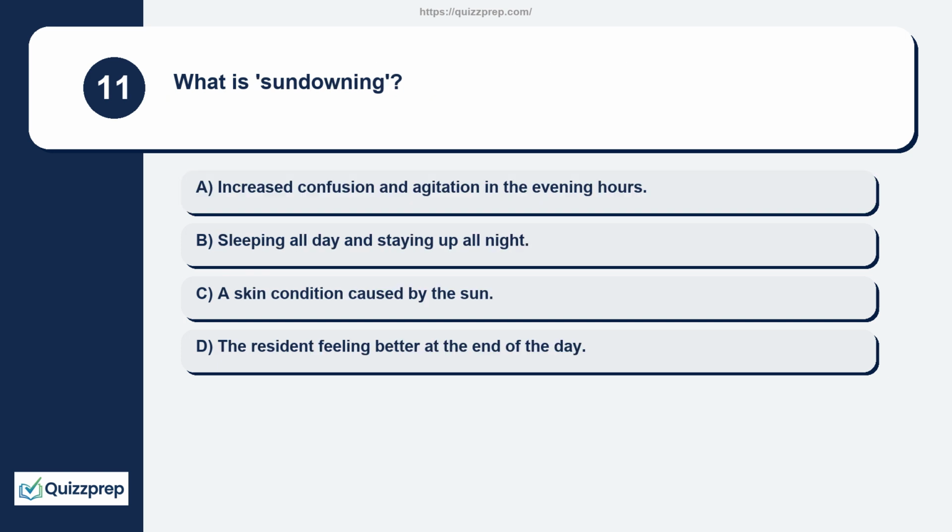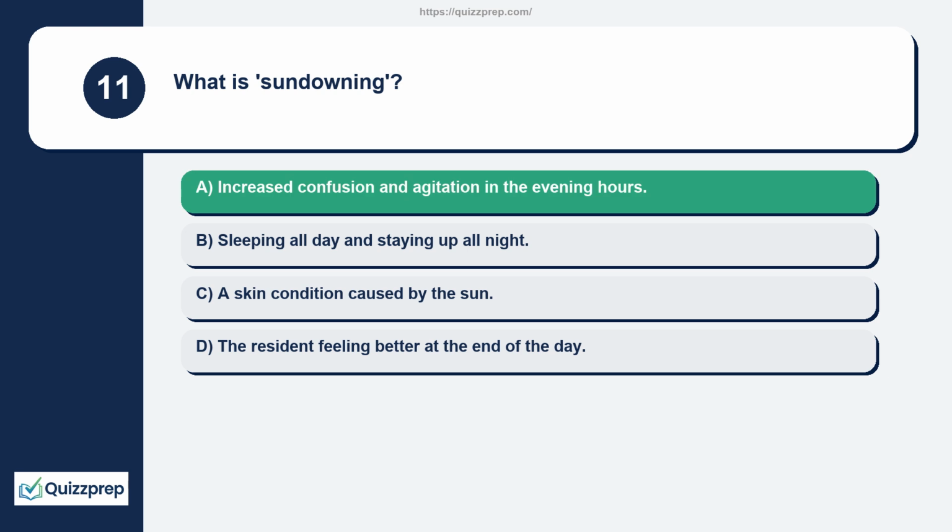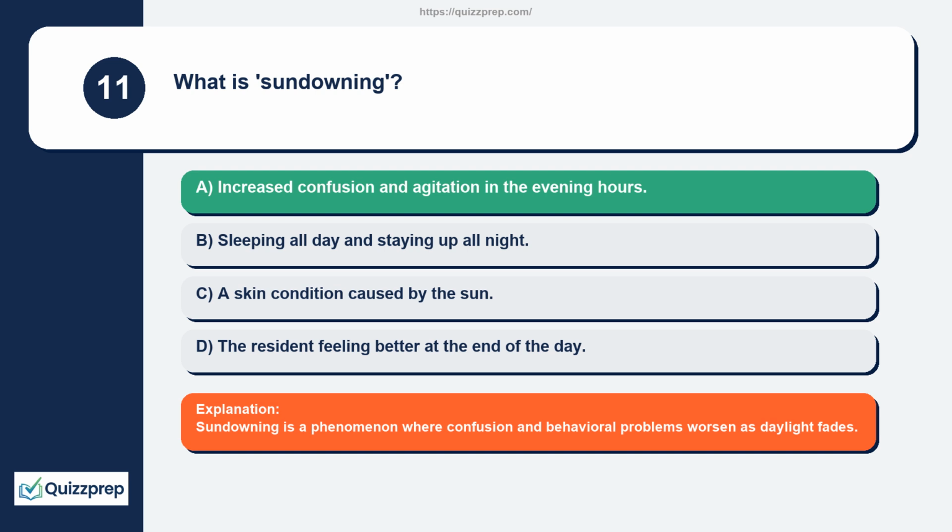Question 11. What is sundowning? Increased confusion and agitation in the evening hours, sleeping all day and staying up all night. A skin condition caused by the sun. The resident feeling better at the end of the day. Sundowning is a phenomenon where confusion and behavioral problems worsen as daylight fades.